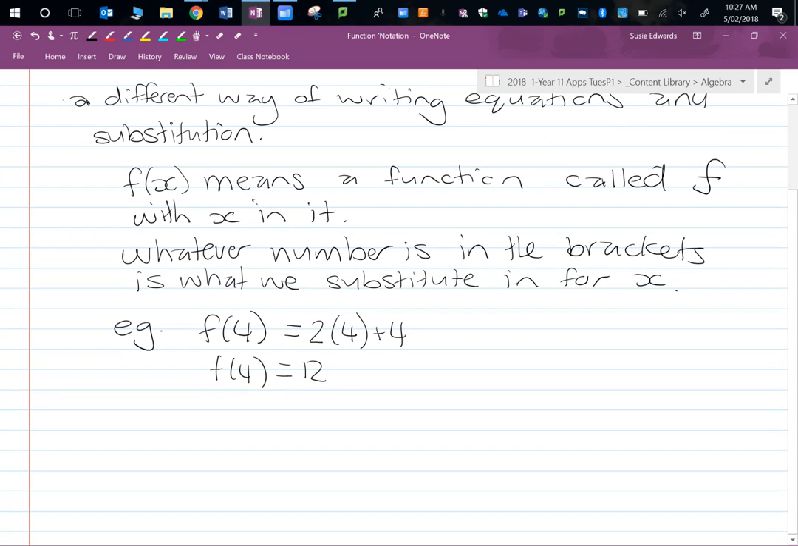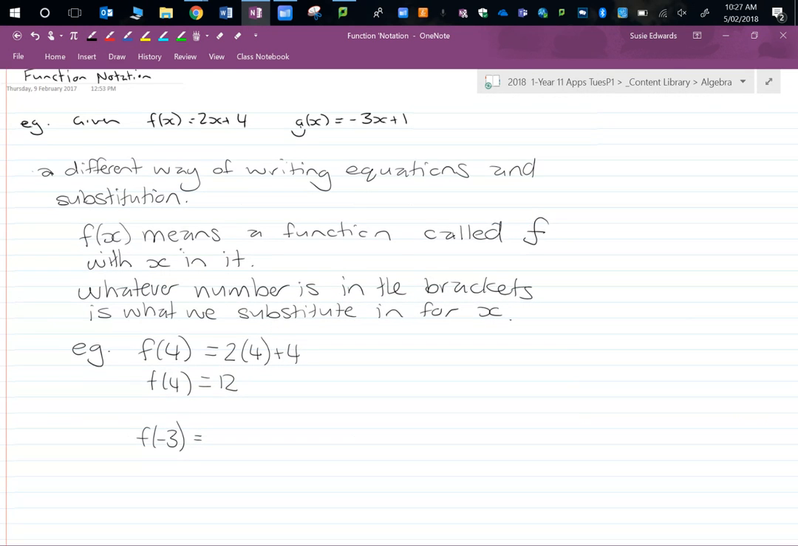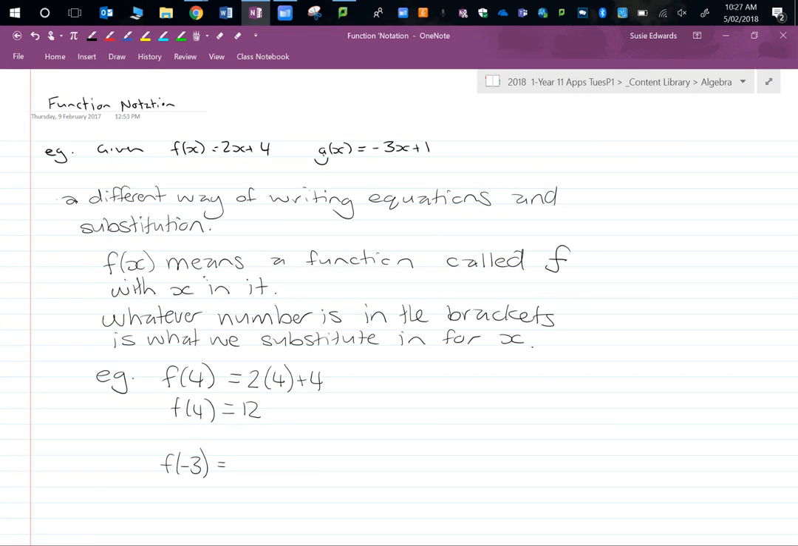So then you get multiple questions after that. So now I could say f of negative 3. So we're still looking at the same equation. Which one is labelled f? Still the first one. But this time, instead of x being 4, what's x going to be? Negative 3. So we write the same equation out, but instead of x, we put in negative 3. So we go 2 times negative 3 plus 4. Yeah?